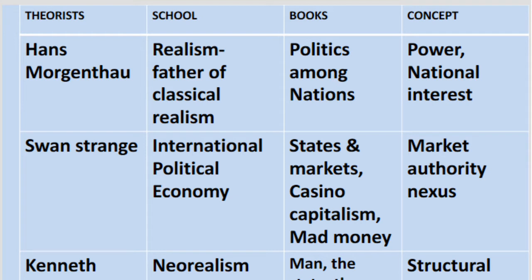Next one is Susan Strange. Susan Strange is a philosopher in political economy. Important books are States and Markets, Casino Capitalism and Mad Money. Important concept is the Market Authority Nexus.